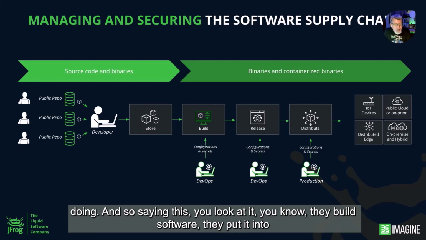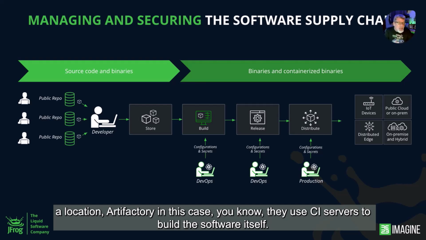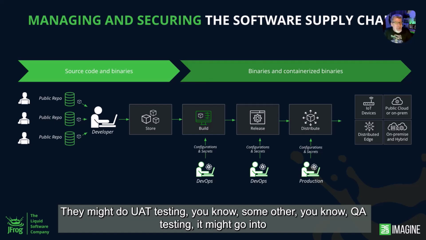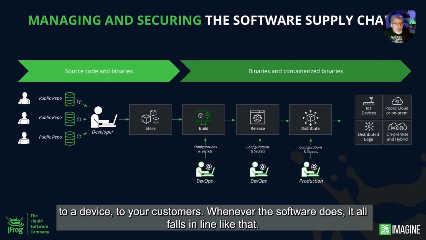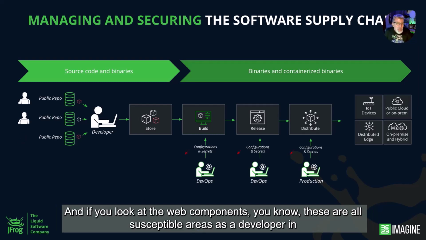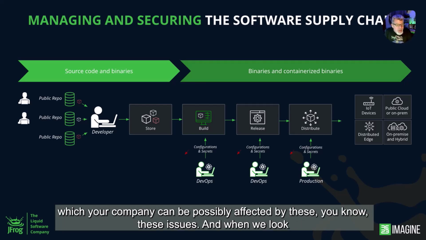And so, you look at it, they build software, they put it into a location, Artifactory in this case. They use CI servers to build the software itself. They might do UAT testing, some other QA testing. It might go into a staging environment, then to a production environment. It gets deployed as a web service, to a device, to your customers. Whatever the software does, it all falls in line like that. And if you look at the red components, these are all susceptible areas in which your company can possibly be affected by these issues.